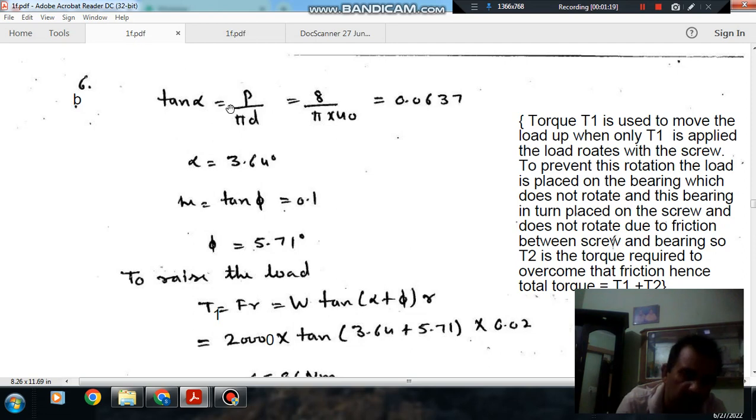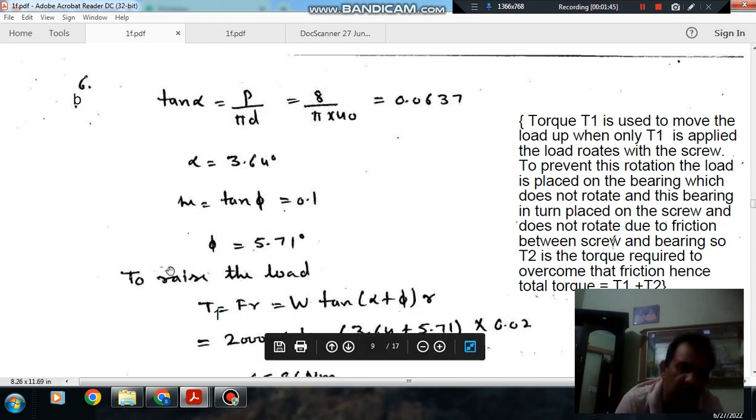It can be considered as an inclined plane angle: when the screw rotates 1 turn, or moves by pi d horizontally, the load moves up by a distance of pitch. And now the coefficient of friction between the screw and nut is 0.1, so the angle of friction between the screw and nut is 5.7 degrees.